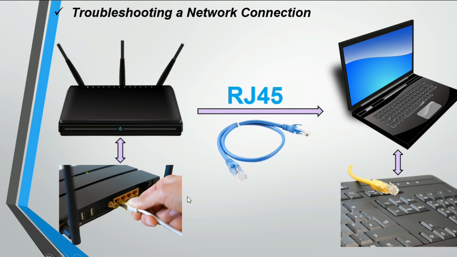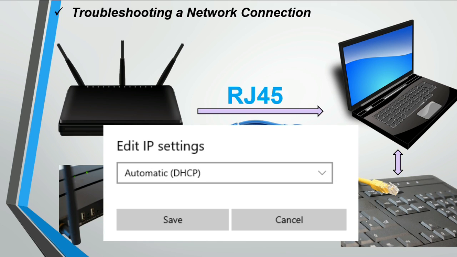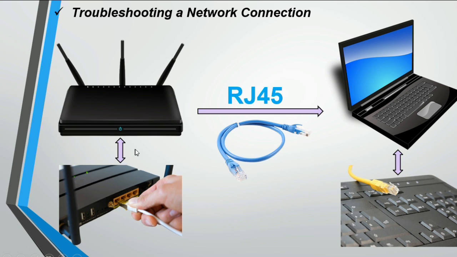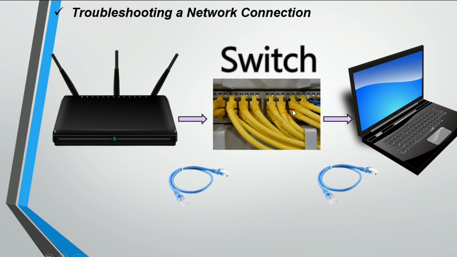If you don't solve the problem by checking all this, you should go to router configuration and check if DHCP is set to automatic. So if your DHCP is not set to automatic mode, you should configure your network manually. You can also reset your router and check again. Okay? When you use a switch as a bridge between the router and the laptop, this is the same principle.